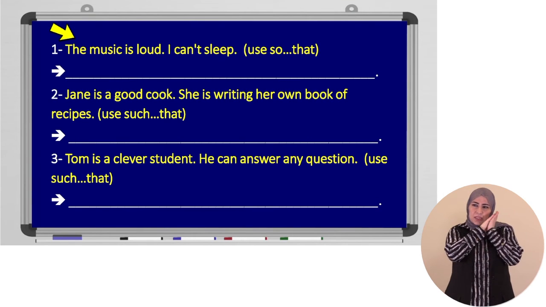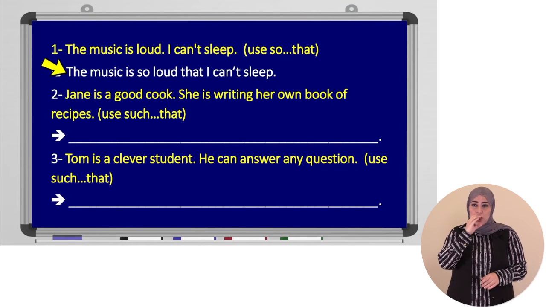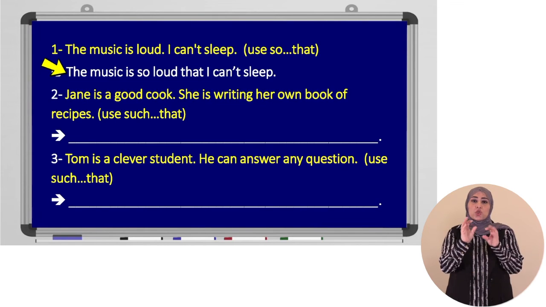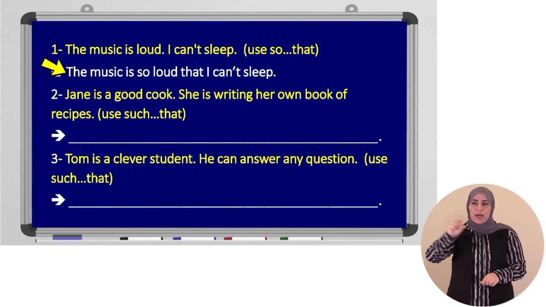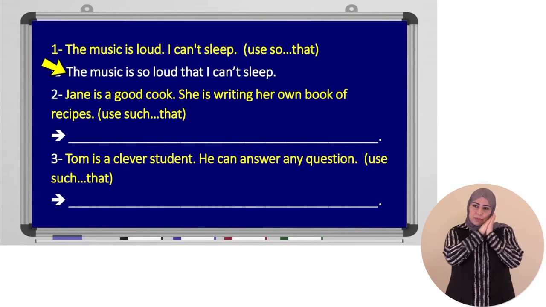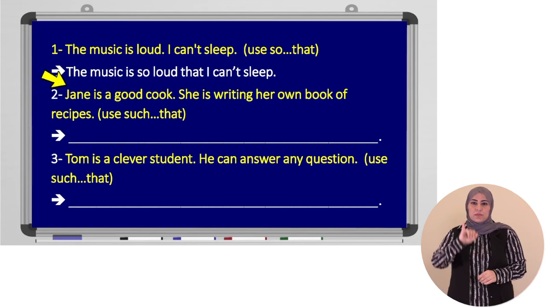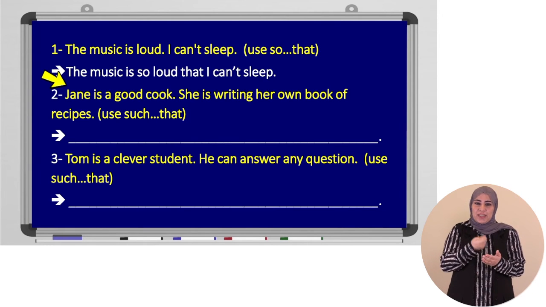The music is so loud. Loud is the adjective. The music is so loud. That? What's the result? I can't sleep. Very simple. The same thing for the next one. Jane is a good cook. She's writing her own book of recipes. So she's a good cook. What's the result? She's writing the recipes.